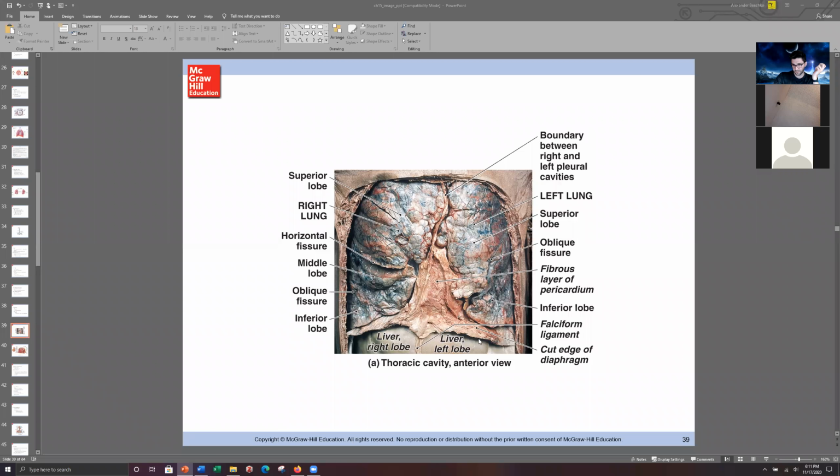The diaphragm is going to be an important muscle we'll talk about in just a sec, but I just thought this was cool to have in here. We've got this little separated boundary that isolates the pleural cavities from one another too. So we've got our right and left pleural cavities.